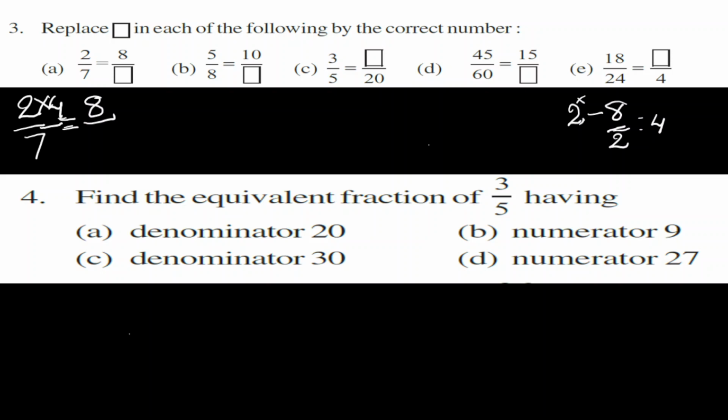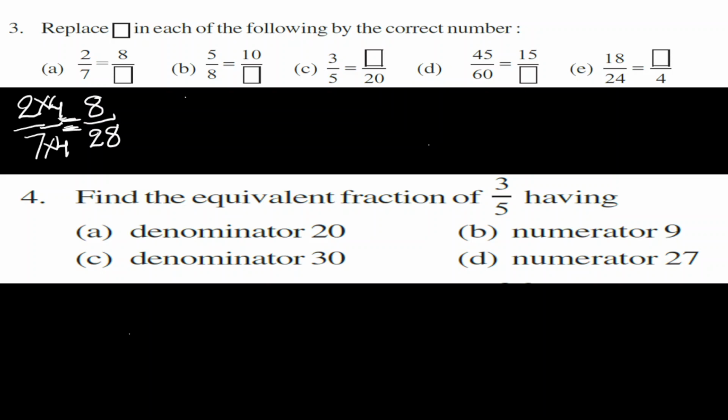You already know that to obtain the equivalent fraction, both the numerator and denominator should be multiplied with the same number. So now we need to multiply this 7 also with 4. Now the fraction becomes 8 by 28.